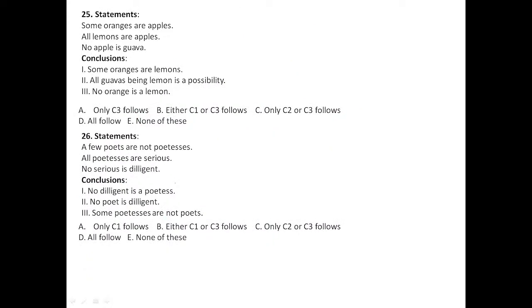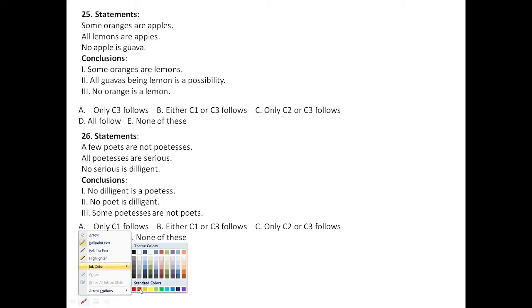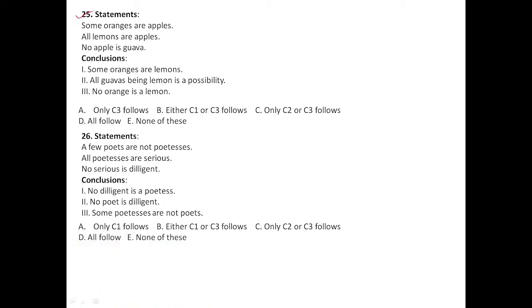This is the last set of syllogisms having 3 conclusions. Two questions are there. Try to solve them and give me the answer. So here is question number 25.